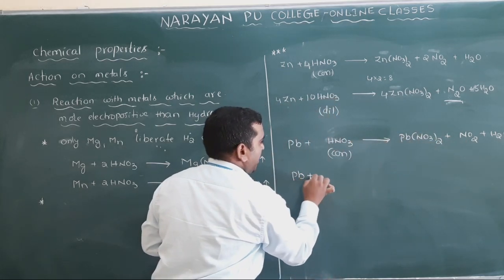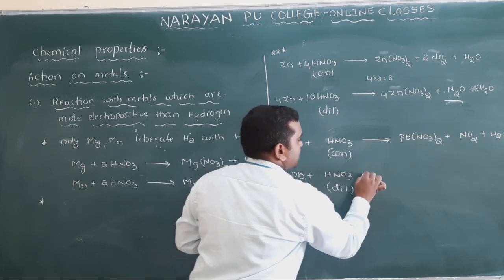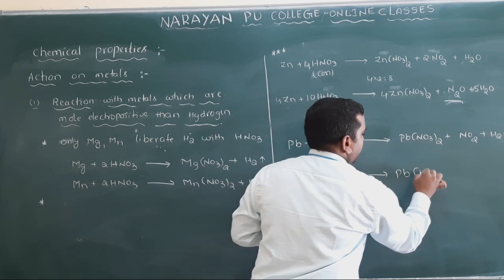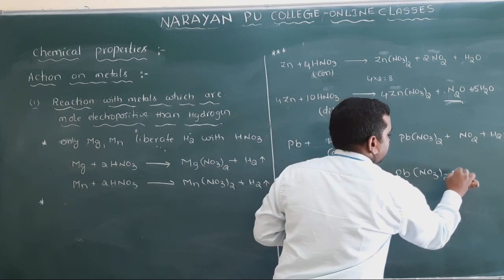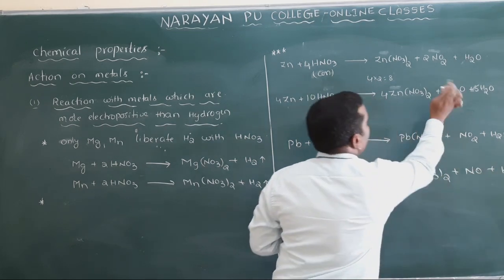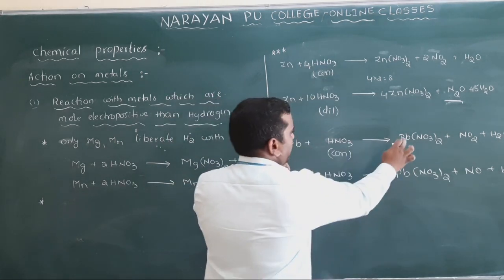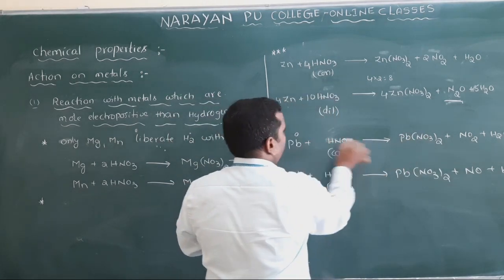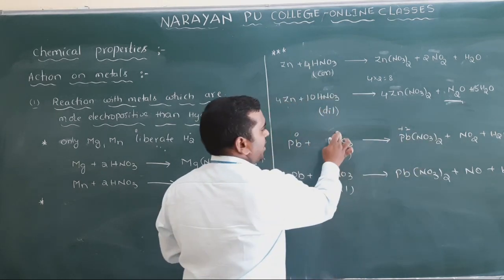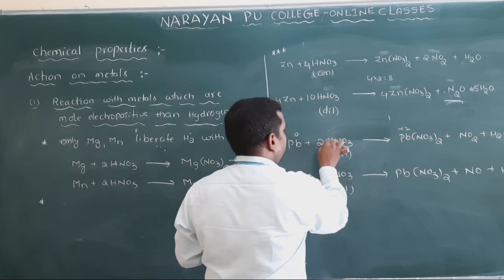In the same Pb and HNO3, take dilute here. Same, what compound you will get: Pb(NO3)2 plus NO plus H2O. The only difference is with zinc, remaining same. Balance you already know. It is plus 2 increase here, 0 to plus 2. Nitrogen plus 5 to plus 4, 1 unit here, 2 units. Multiply this one with the 2.